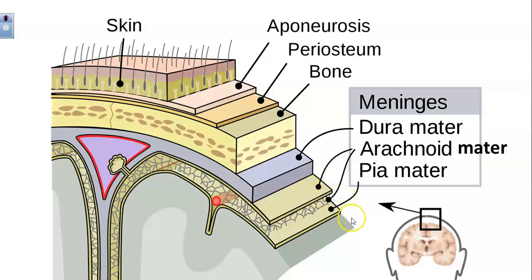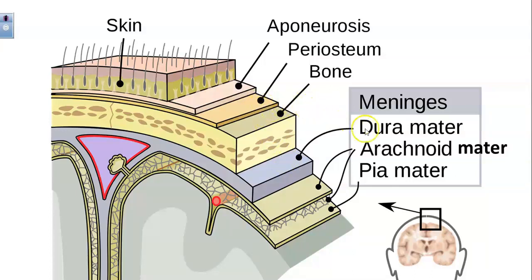So then we get to what we call meninges. Meninges are basically protective layers that you're going to see on your brain, and you're also going to see it on your spinal cord. Today we're working on brain, so we're just going to talk about the brain.